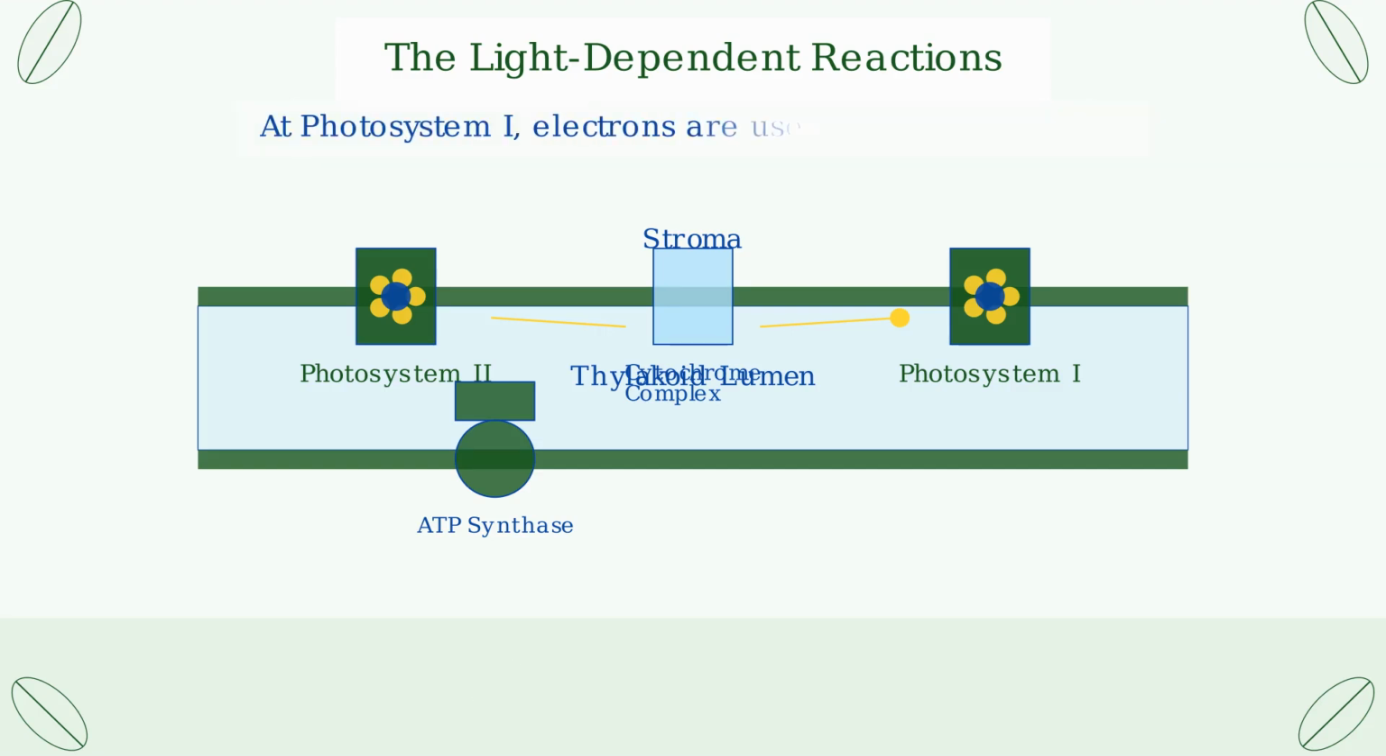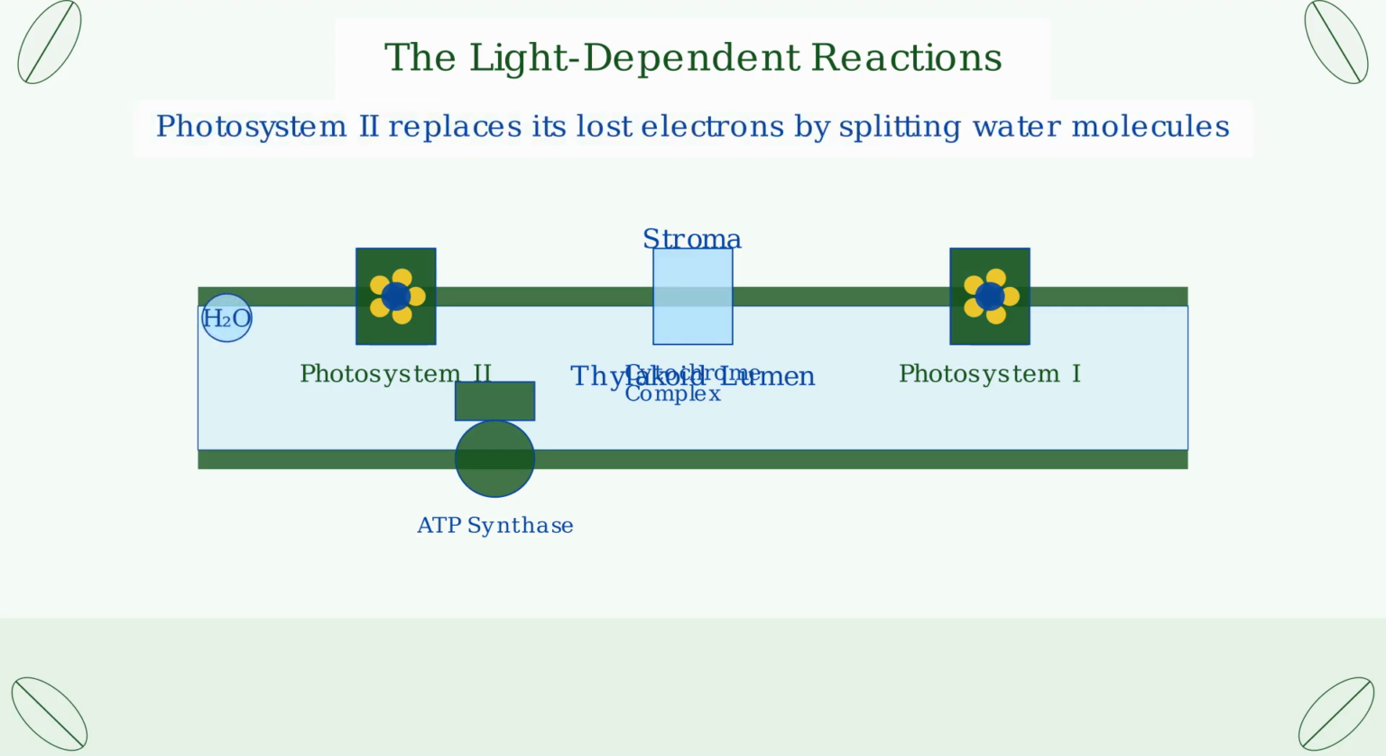At the end of the electron transport chain in photosystem 1, the electrons are used to reduce NADP+ to NADPH, another energy carrier. To replace the electrons that have been transferred from photosystem 2, water molecules are split in a process called photolysis.